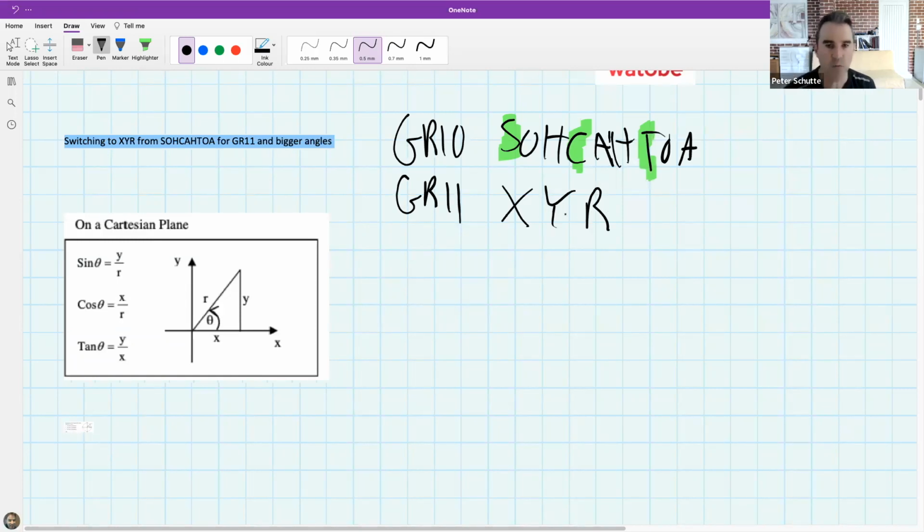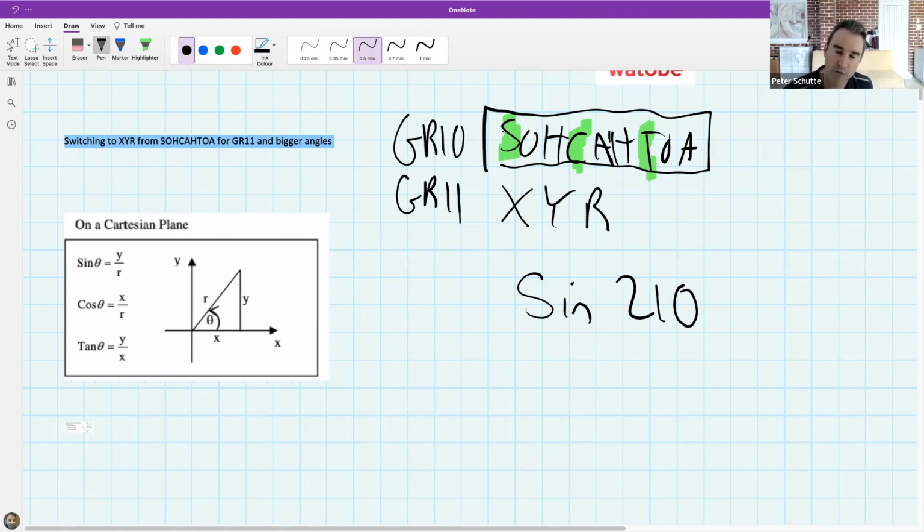And the reason we use this is we have to deal with angles that are greater than 90. So if we have sine of 210, and we only have SOHCAHTOA as the basic tool for understanding what the sine of 210 means, we need a triangle that has an angle of 210 degrees. And the problem is triangles only go up to 180. So we need to extend the definition to handle these bigger angles.